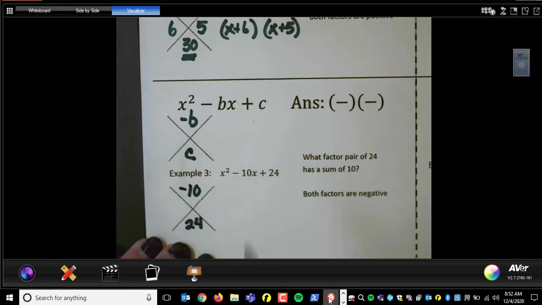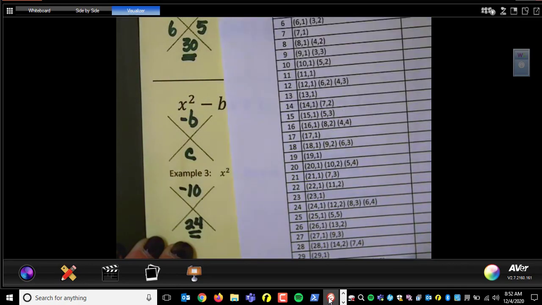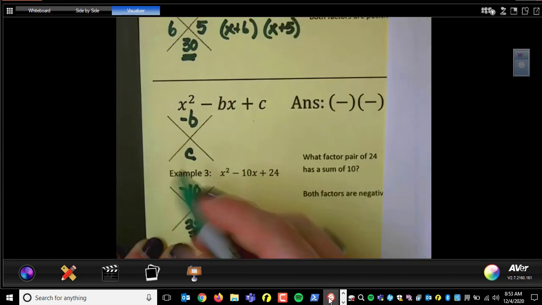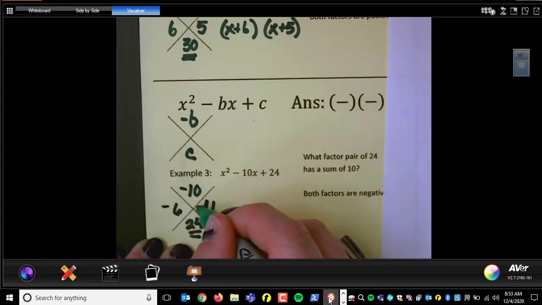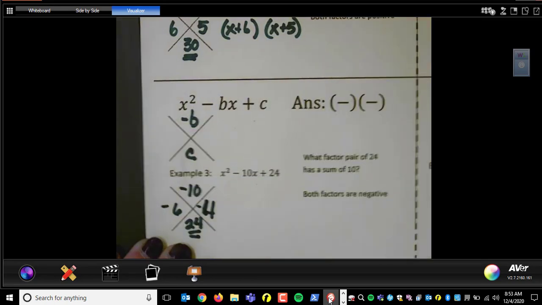So this time we still want to find a factor pair of 24 that's going to add up to 10. All right, so let's look at your factor pair chart. So this adds up to 25, to 24, to 11, and to 10. All right, so we're going to use 6 and 4. But we know that both of the factors have to be negative. See our answer, both factors are negative.